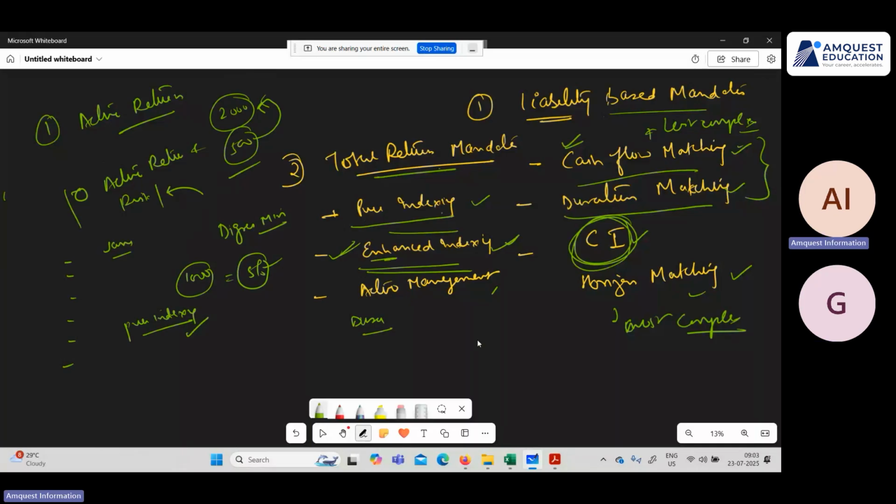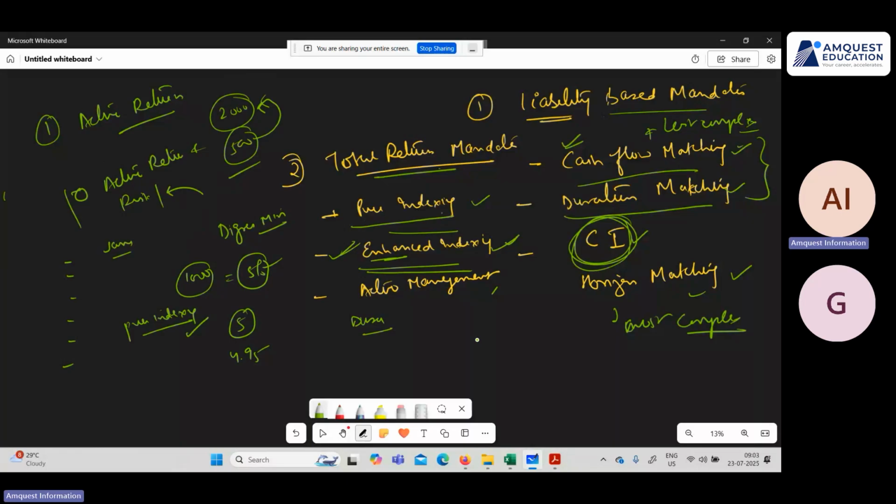So in enhanced indexing, I'm saying you are still doing the same, but you are not completely replicating. You are replicating mostly. So if the duration of the benchmark is 5, I'm okay to have 4.95. So I'm kind of replicating, but not completely replicating. And extra, I can give some extra return to see if it can outperform.